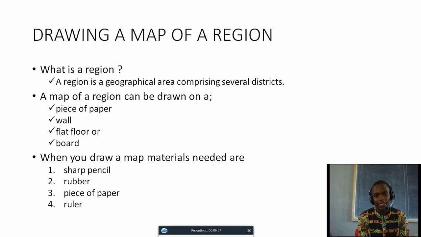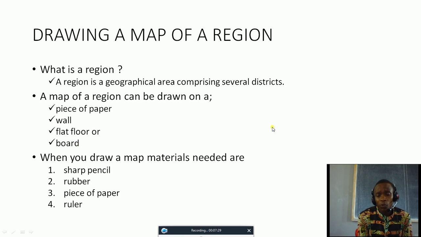Okay, very nice. A region is a geographical area comprising several districts, like Dar es Salaam region. It comprises different districts like Kinondoni, Temeke, and so on. But a map of a region can be drawn on a piece of paper, a wall, a flat floor, and a board.